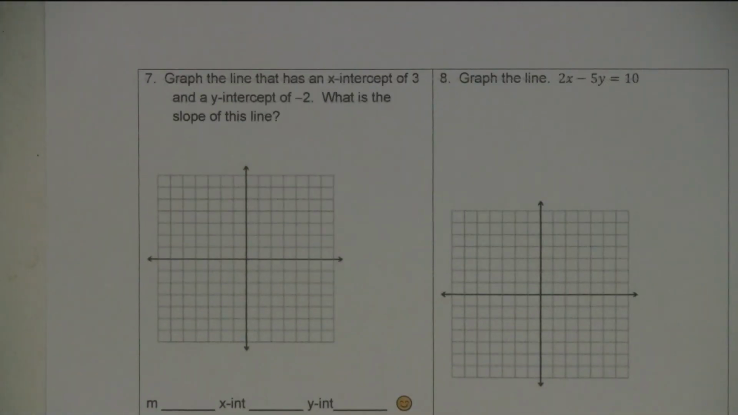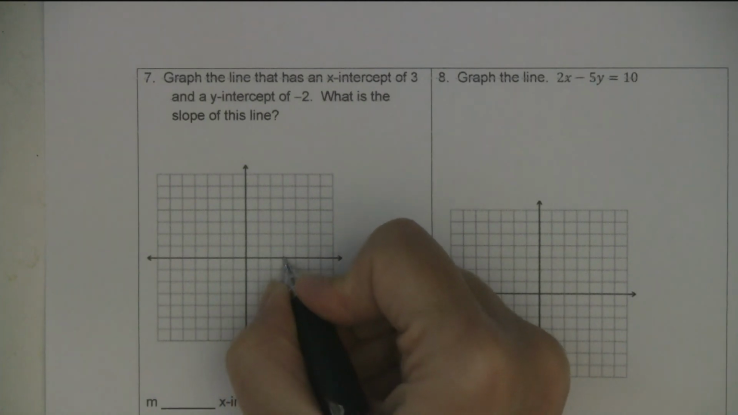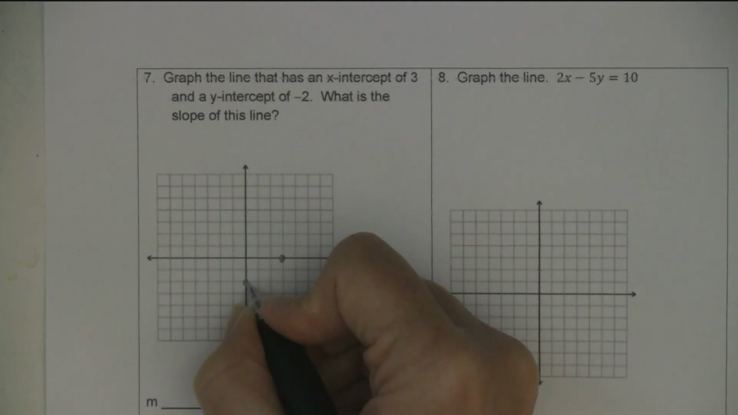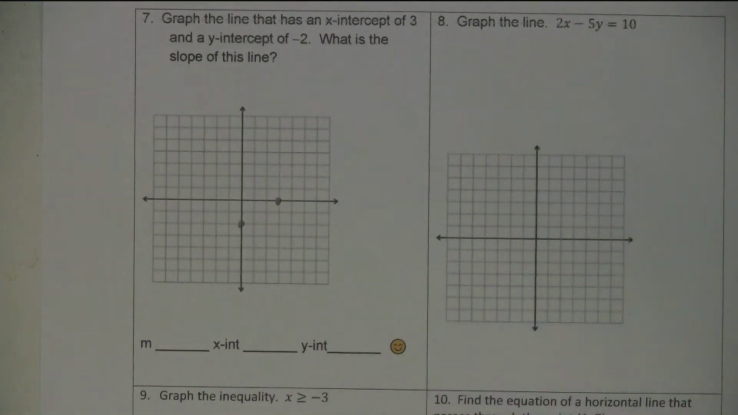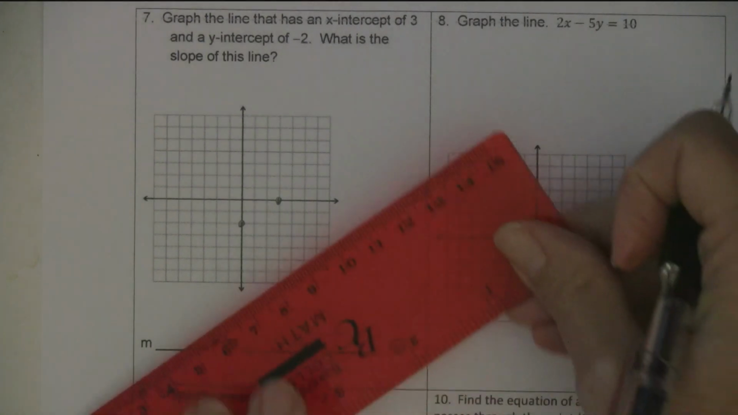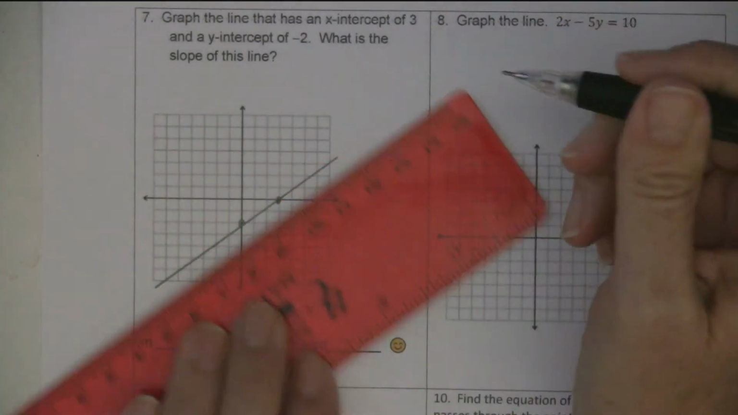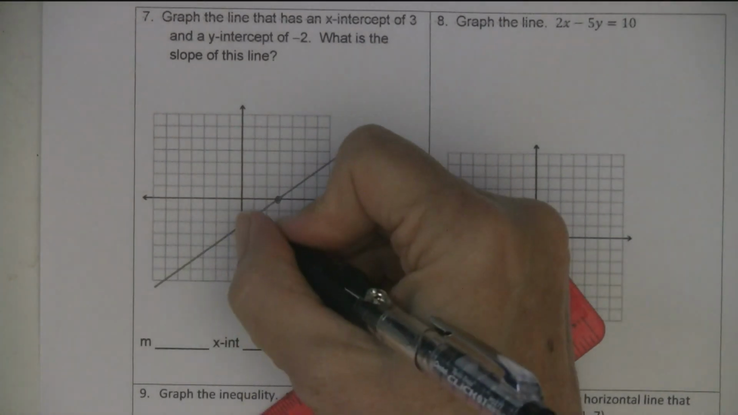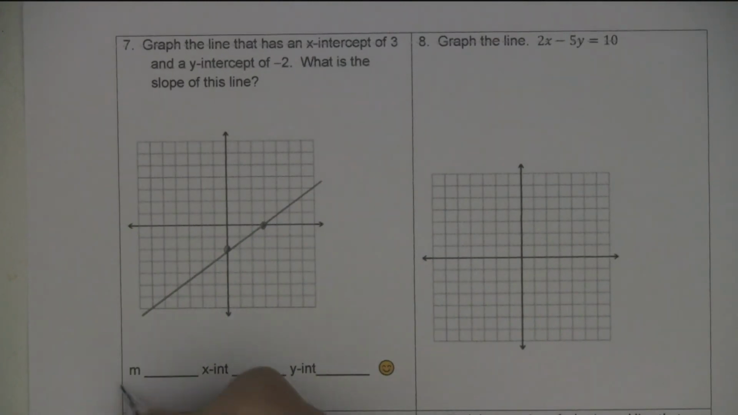Number 7 says graph the line that has x-intercept of 3. So I'm already over here plotting the point 1, 2, 3. So there's the x-intercept of 3 and a y-intercept of negative 2. So here's the y-intercept of negative 2. And so how many points it takes to determine a line is 2. So they said, hey, here's 2 points and asked me to graph it. So here's the line. So I just put the 2 points on there and draw the line to the best of my ability there, going through my 2 points. And then they asked this question. They said, what is the slope?